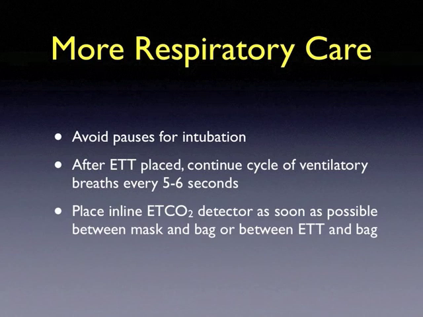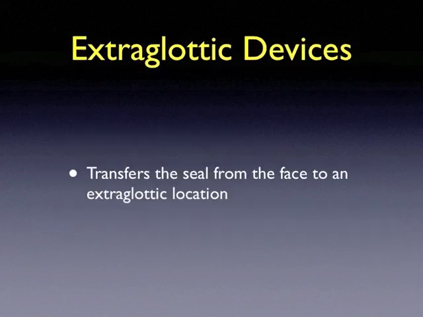You want to place an inline end-tidal carbon dioxide detector as soon as possible in a code situation. You can do this between the mask and the bag, or you can do it between the endotracheal tube and the bag. But in any case, getting this on is important for assessing adequacy of your ventilation, adequacy of CPR, and return of spontaneous circulation, as is discussed in the cardiocerebral resuscitation lecture.